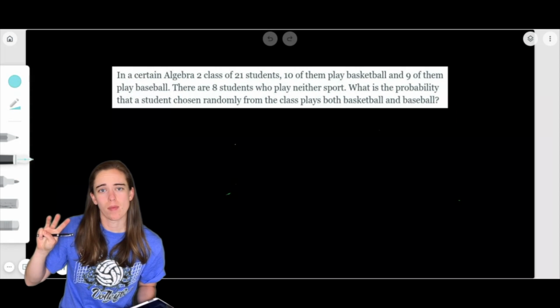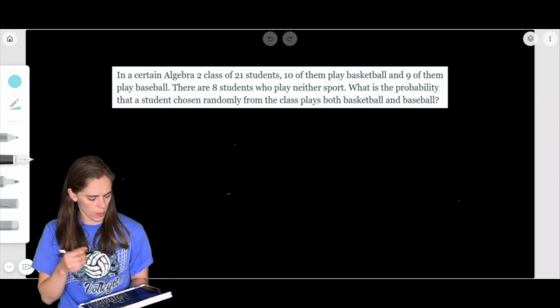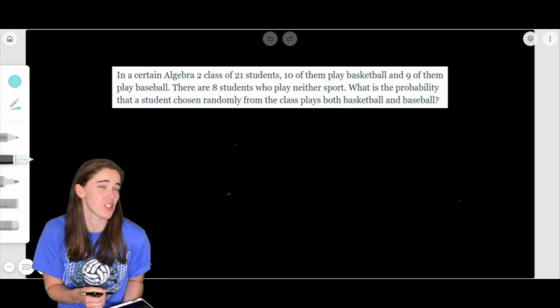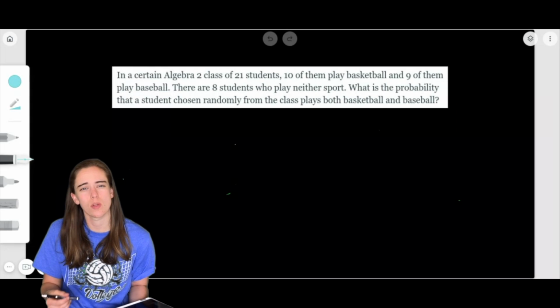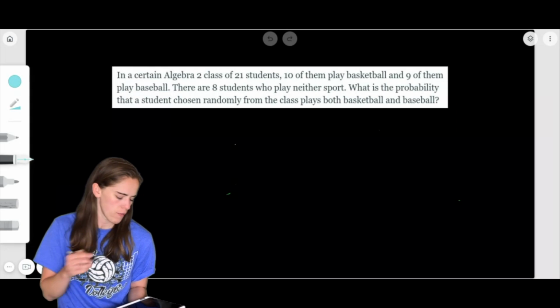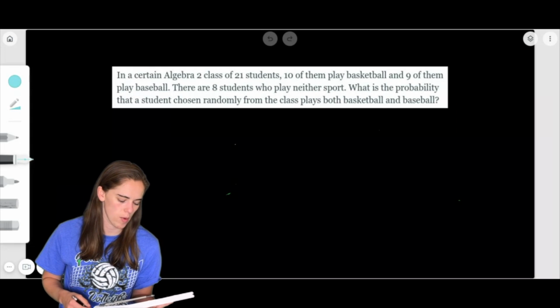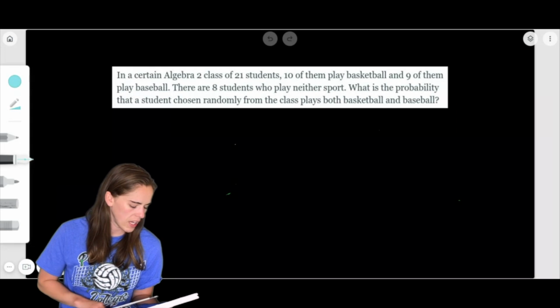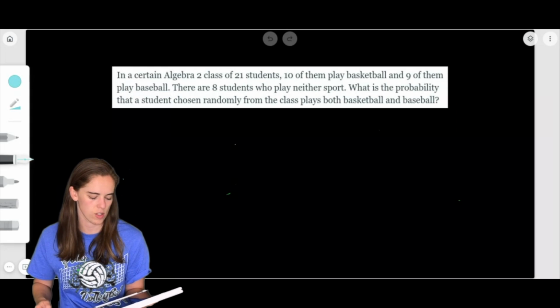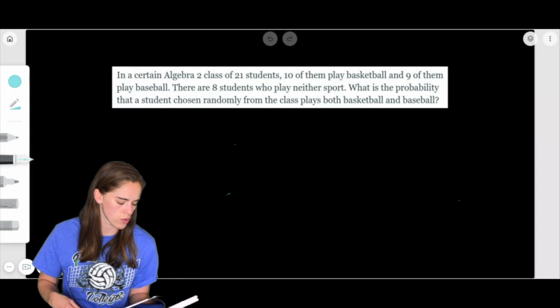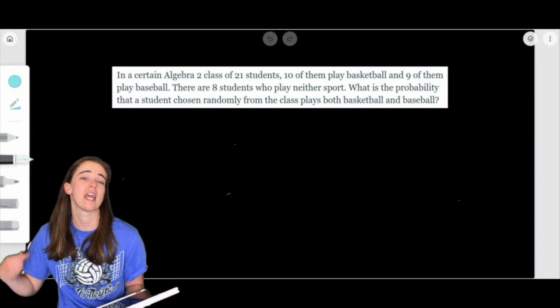So for our third problem, we now are starting to get into a realm where we have not quite enough information to solve what we actually need. So we're going to have to do a little bit of work before we can find the probability. For this one it says, in a certain Algebra 2 class of 21 students, 10 of them are basketball players, 9 of them play baseball, and 8 students play neither sport. What's the probability that a student chosen randomly from the class plays both basketball and baseball?